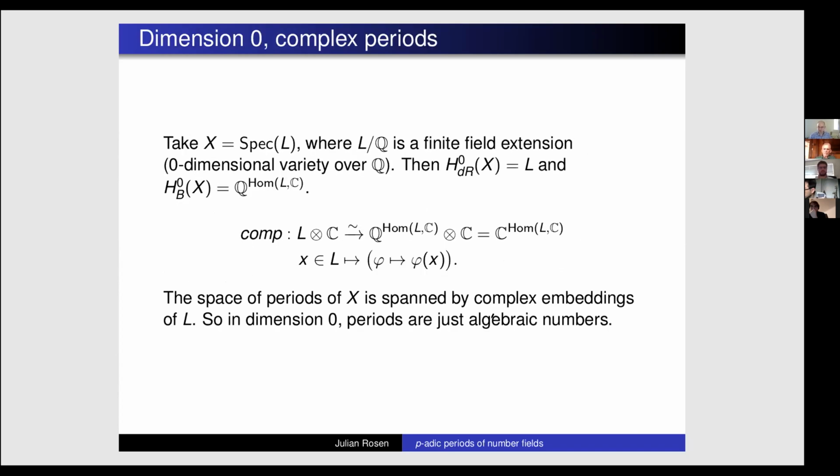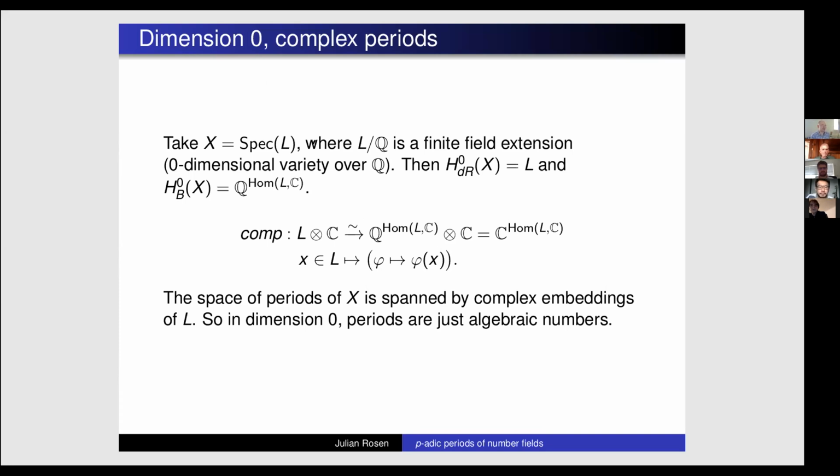Let me tell you briefly what happens in dimension 0. One of the reasons that people like to think about periods in this way is that there's a conjectural version of Galois theory for periods, right? Periods are oftentimes transcendental numbers. There's still a version of Galois theory that they expect to hold for this. And the idea is that if you restrict to dimension 0 varieties, you should really just recover the classical Galois theory. Going from dimension 0 to positive dimension is this generalization.